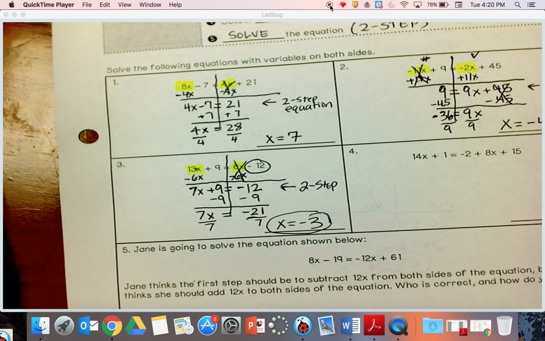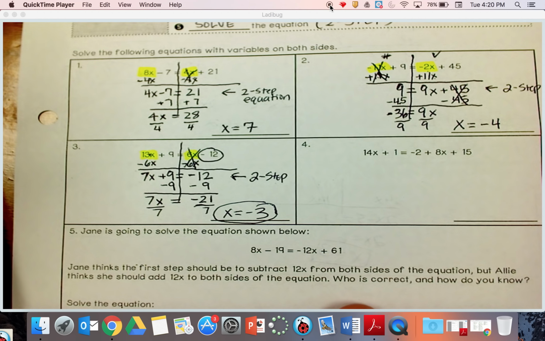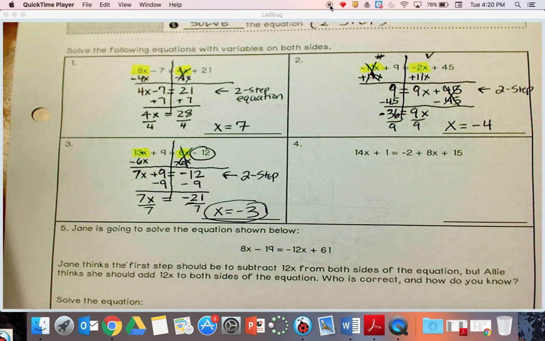So far we've done some pretty basic ones, just moving the variables to one side. So you can move them from one side to the other. It does not matter. Here's number 4. Number 4 is a little more difficult, but let's take a look and see what we have here.